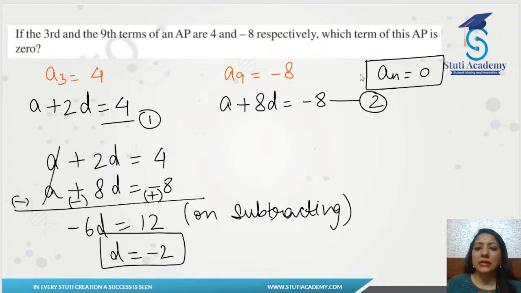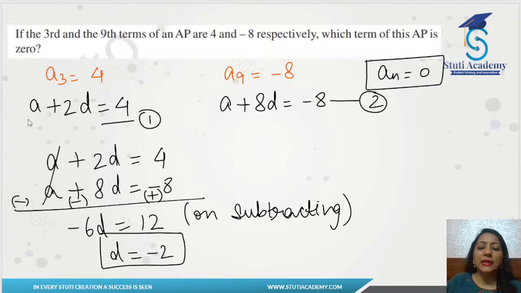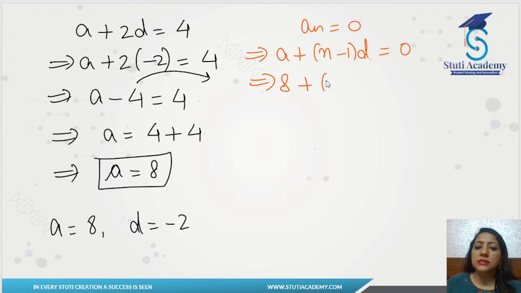Now a is 8 and d is minus 2, we have already got. So we'll write it here, a is 8 and d is minus 2. Now we have taken the nth term as 0. Nth term is 0 and from here we need to solve for n. So we will write this as a plus n minus 1 into d is equal to 0. A is 8, plus n minus 1 into minus 2 is equal to 0.